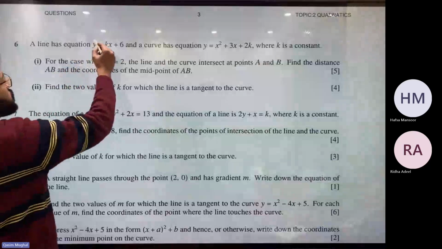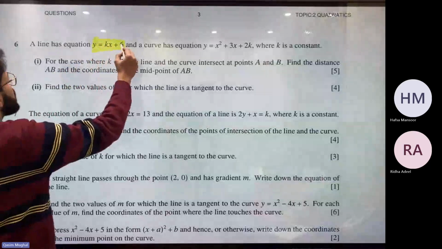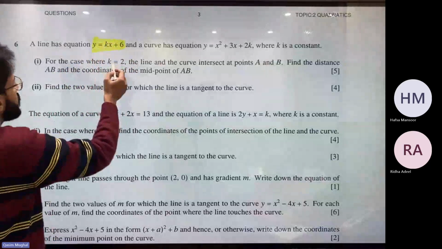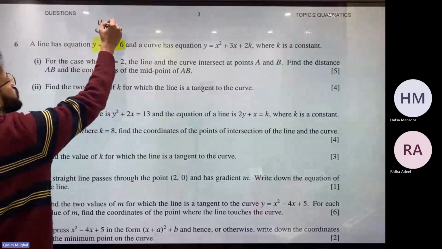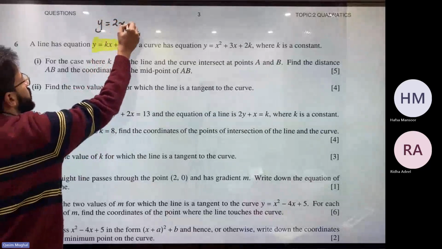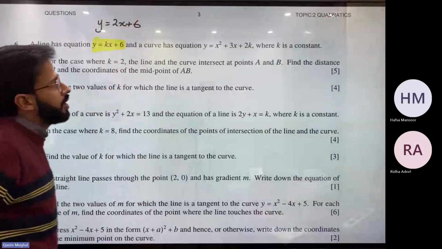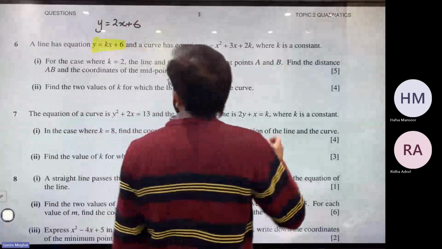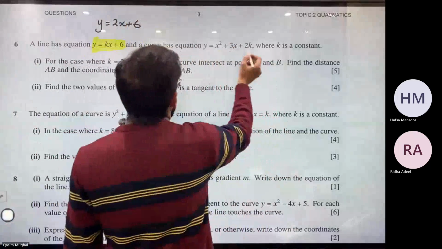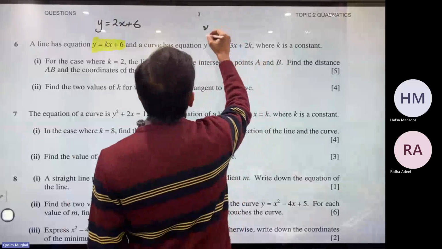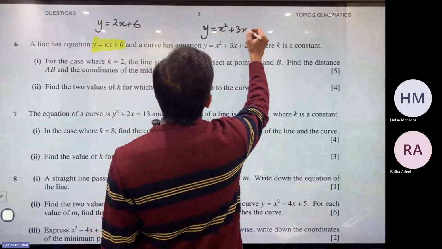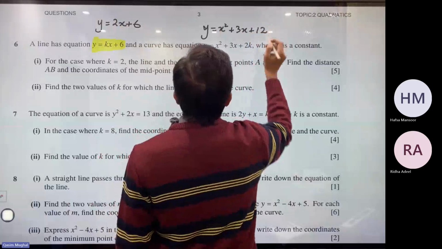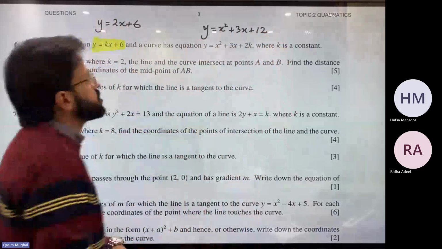This is one equation, y equals to kx plus 6. Don't worry about the k. The value of k is given, which is 2. So you can rewrite this equation as y equals to 2x plus 6. This is one linear equation. Another equation is this one. Value of k again is given, so y equals x squared plus 3x plus 2 times 6 is 12. So these are the two equations.